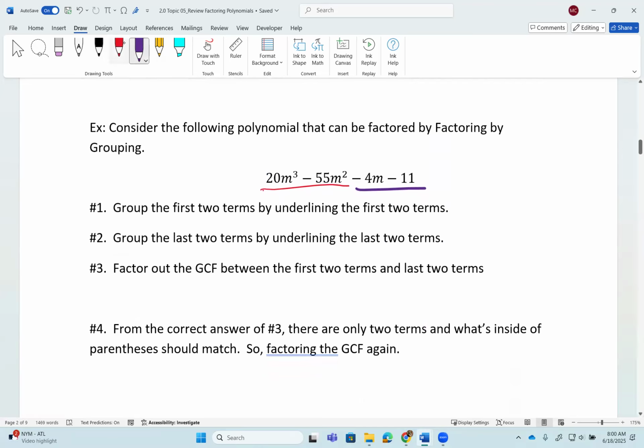All right, factor out the greatest common factor between the first two and the last two. Between 20 and 55, I can factor out a 5. Between m to the third and m squared, I can factor out m squared because that's the smallest exponent. Let's see what's left. 5 going into 20 is 4 times, factoring out m squared from m to the third, 1 m is left. 5 going into negative 55.